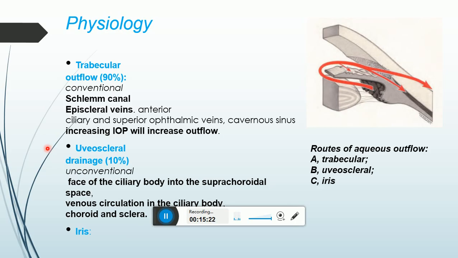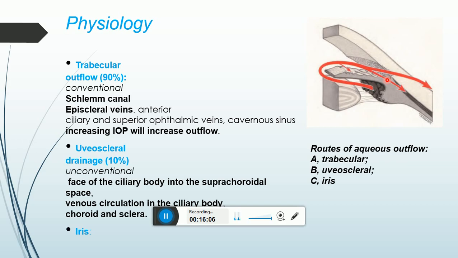Now the physiology. The aqueous flows from the posterior chamber via the pupil into the anterior chamber, from where it exits the eye via three routes. One route is trabecular meshwork. 90% outflow occurs through it. And the second is uveoscleral drainage, which is 10%. So it goes from the trabecular meshwork into the Schlemm canal, and then the episcleral veins.